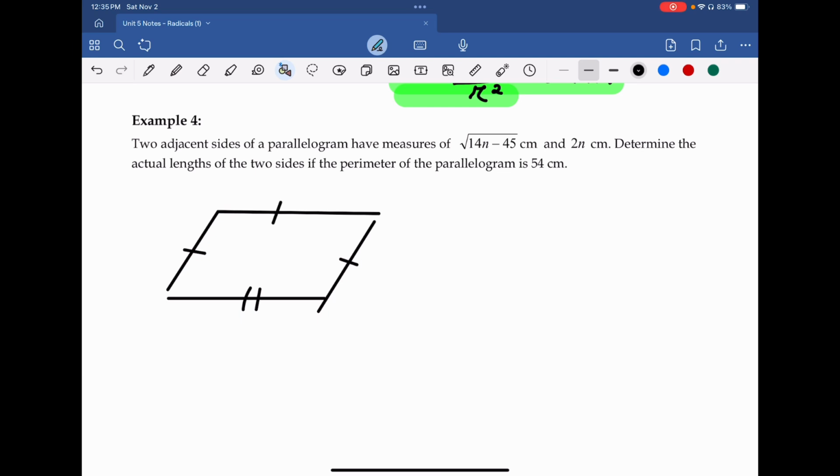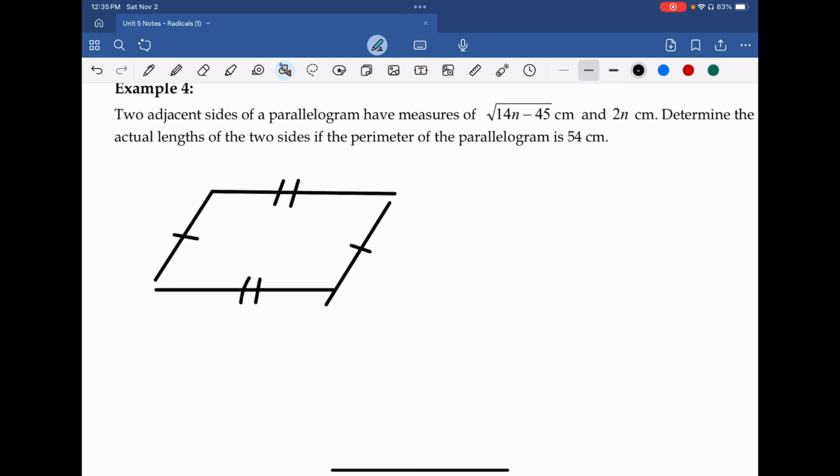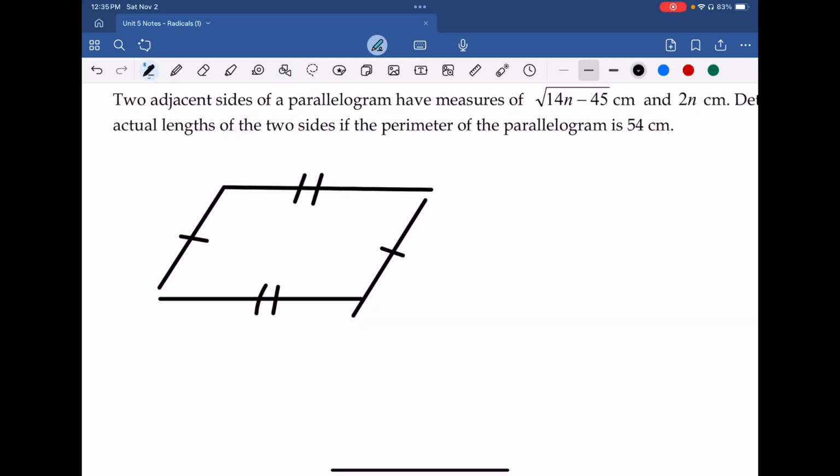I'm going to put a double dash for the other 2 sides that are the same. Parallelograms are where we have parallel sides, almost like a rectangle, but a little bit pushed over. Now, they give us 2 sides for this. The first says that we have a side length that is the square root of 14n minus 45. So I'm going to write that down here.